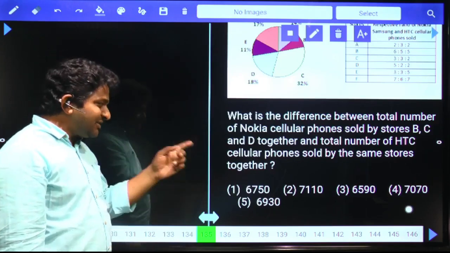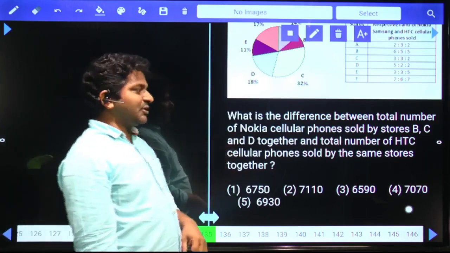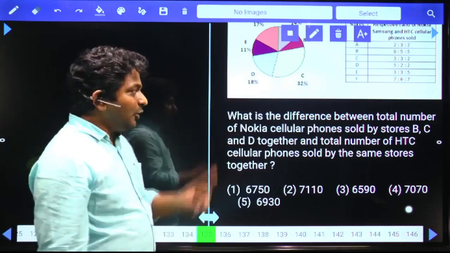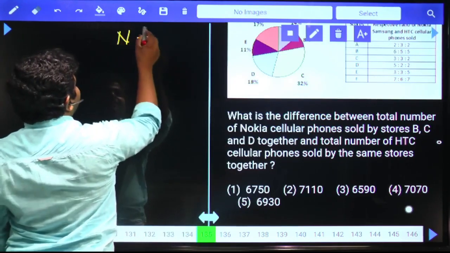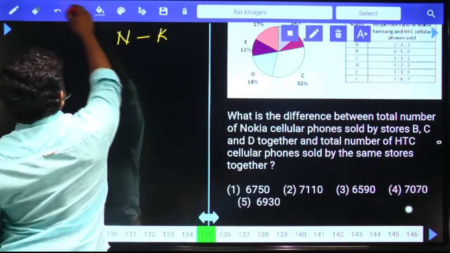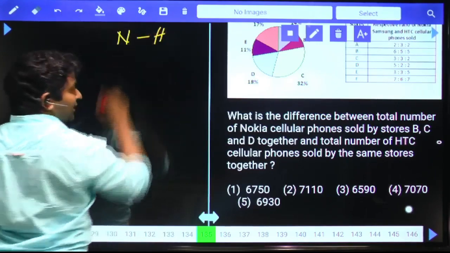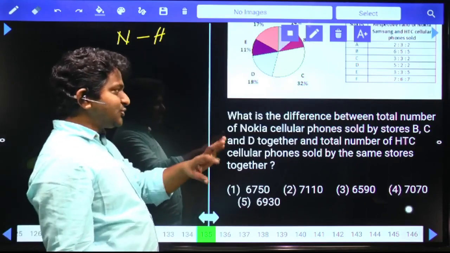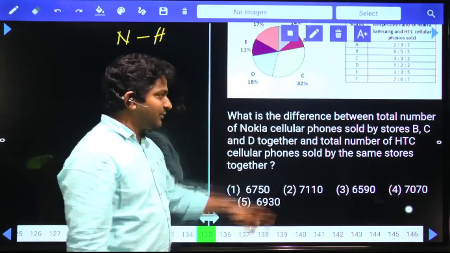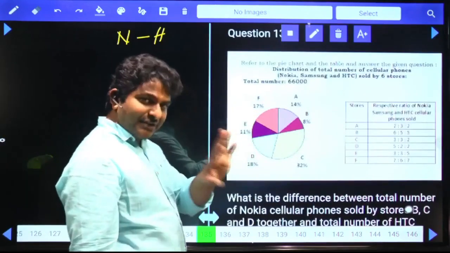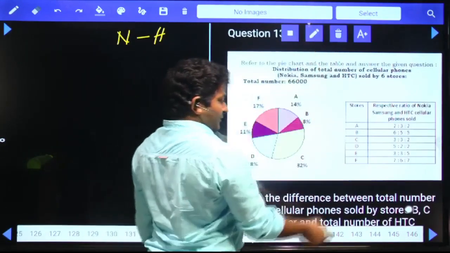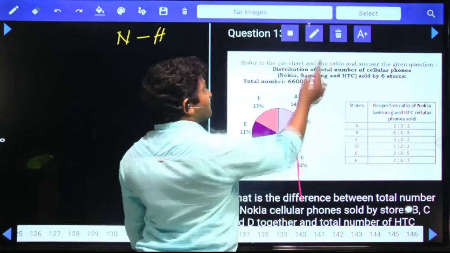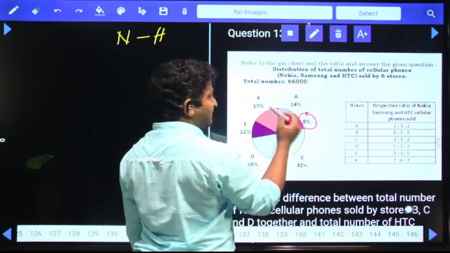What is the difference between total number of Nokia phones sold by B, C, D together and total number of HTC sold by the same stores together? Okay. Nokia and then HTC. Every time let us subtract Nokia minus HTC for B, C, D stores. Finally, we need to know the difference only. Nokia and then HTC. For which store? B, C, D. B, what percent we have? 8 percentage.